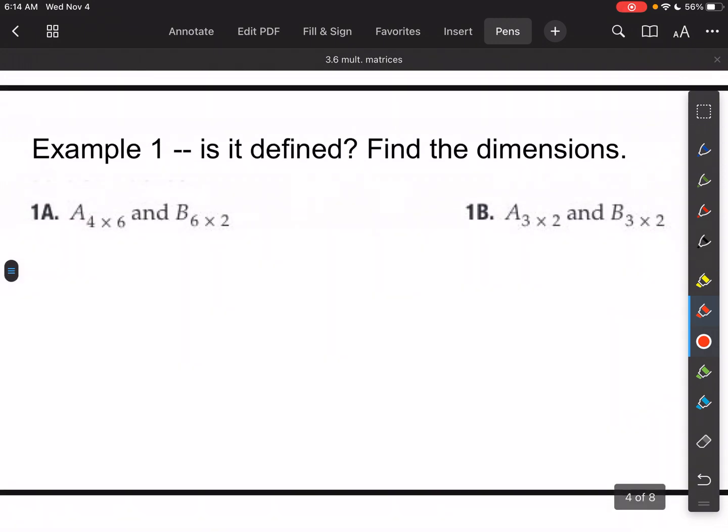Okay, so here is how they define a matrix. We should recognize that possibly from last time, but maybe not. What this is saying is matrix A is a 4 by 6. 4 represents rows, 6 represents columns. It's always rows times columns in that order. Okay, so this is 4 by 6. The second one is a 6 by 2.